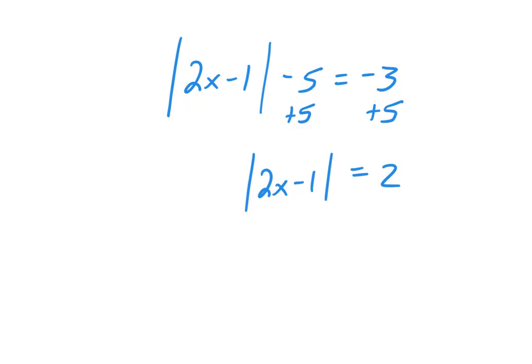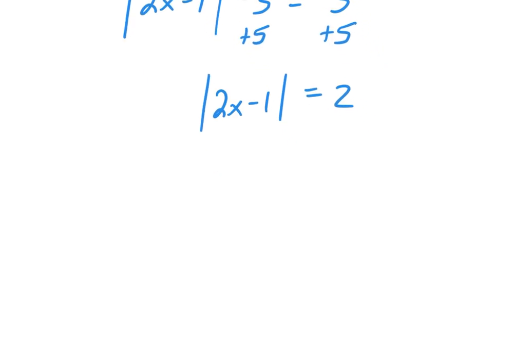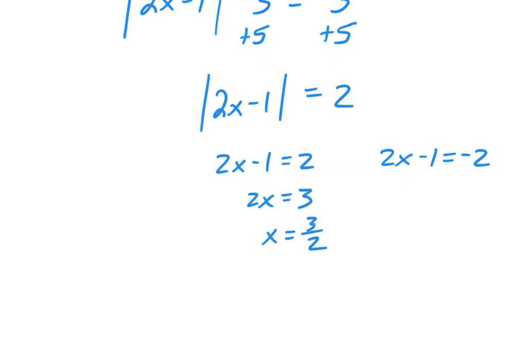That's our first goal. Okay, once we get to this point, now I can do my 2 equations. 2x minus 1 equals 2. 2x minus 1 equals -2. We're going to add 1. We're going to divide by 2. Add 1. Divide by 2.